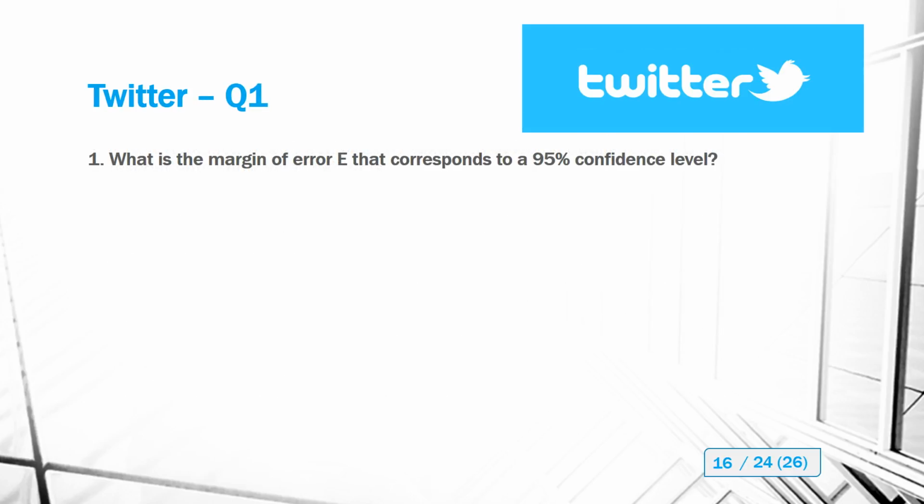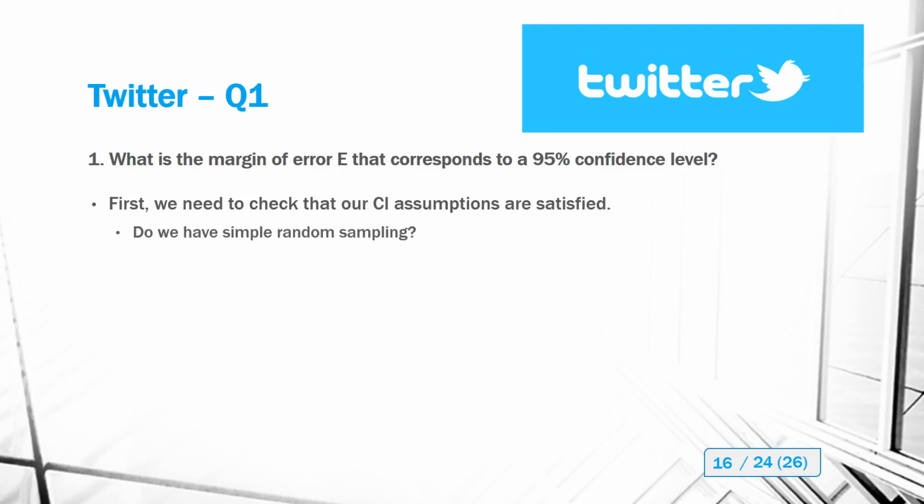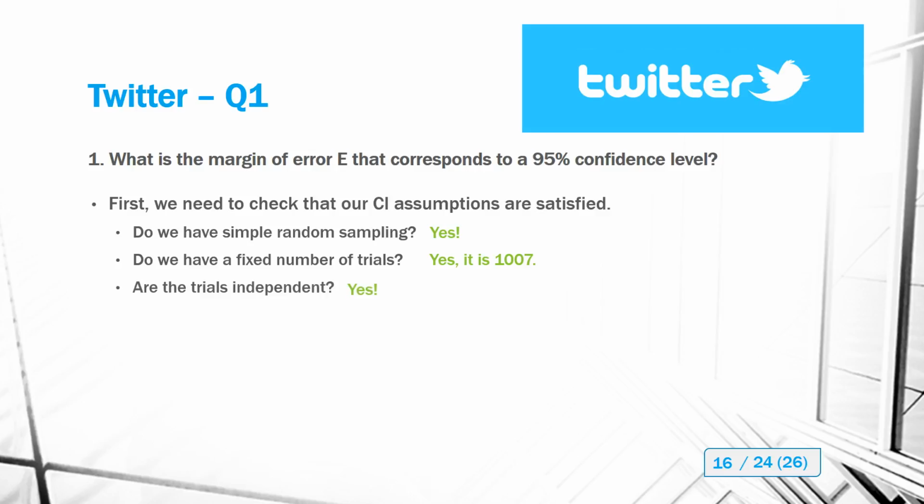So let's tackle the first question first. What is the margin of error E that corresponds to a 95% confidence level? Well, first, we need to make sure that our assumptions have been satisfied. Remember that all of our methodology for constructing confidence intervals is based on certain assumptions. So let's check them out. First, do we have simple random sampling? Well, in this case, yes, we do. Do we have a fixed number of trials? Yes. The fixed number of trials we have is 1,007. Are the trials independent? Yes, the trials are independent. The answer from any one individual is not dependent upon how anyone else answered.